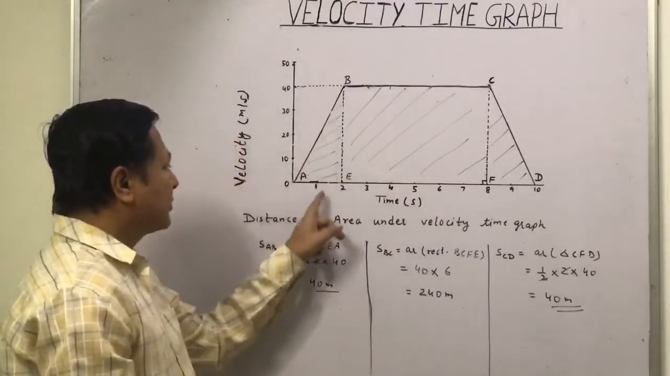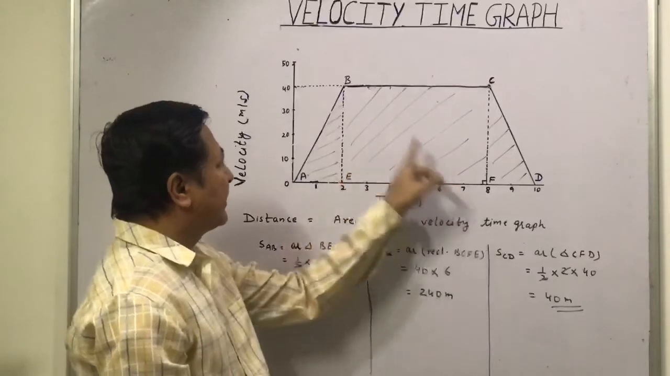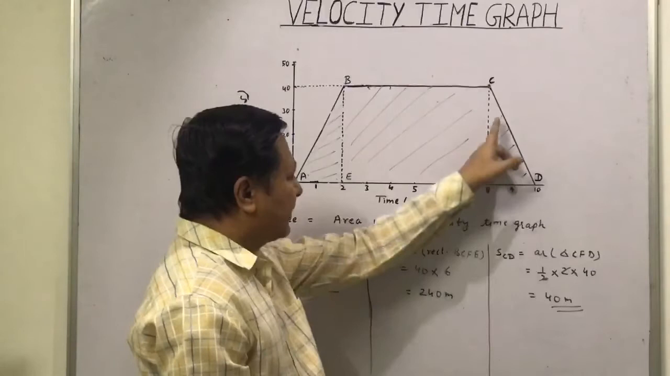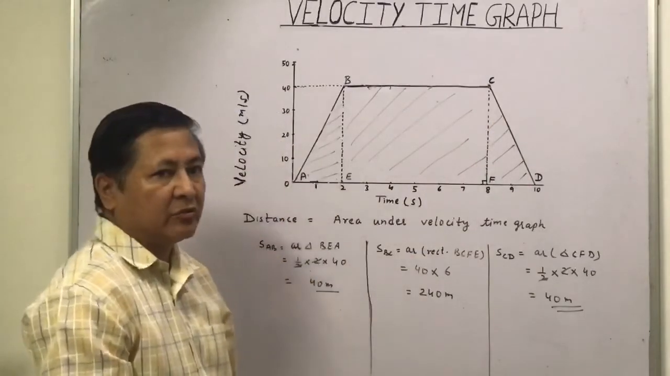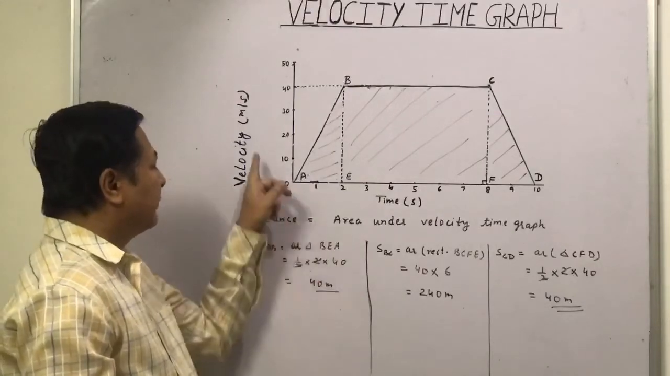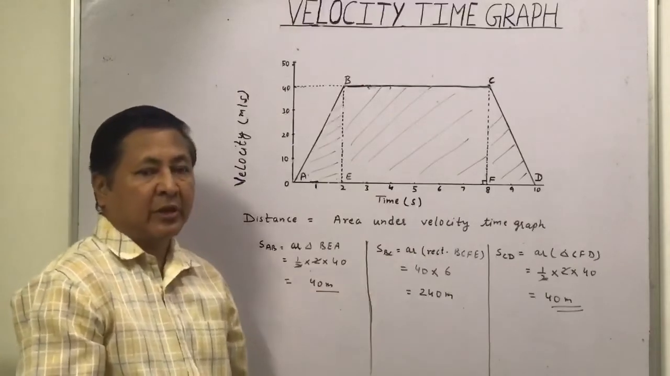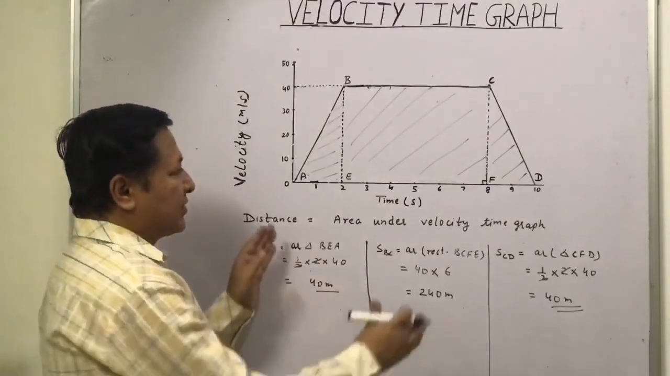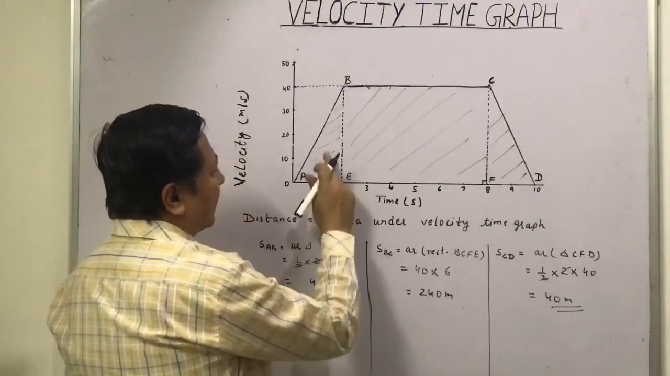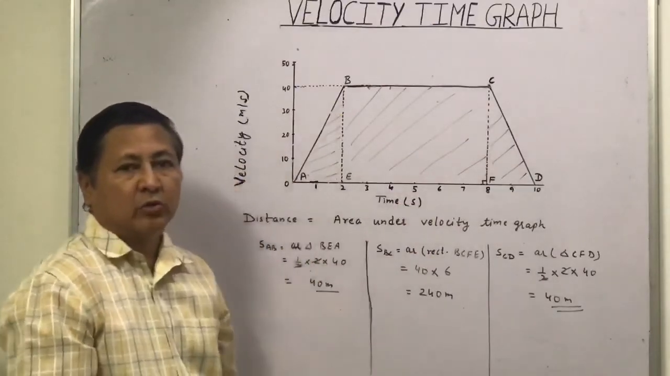So during the first 2 seconds it travels a distance of 40 meter. During the 2 to 8 seconds it travels a distance of 240 meter, and during 8 to 10 seconds it is traveling a distance of 40 meters. So when we want to calculate the distance traveled, and if we are having the velocity time graph, then we will find the area under velocity time graph. If you want to find the total distance, then we can take the figure trapezium also. Instead of adding these three, we can take a trapezium also to find the total distance traveled.